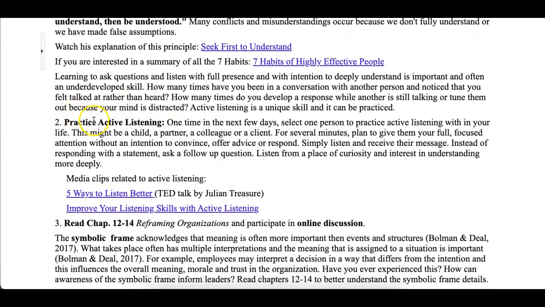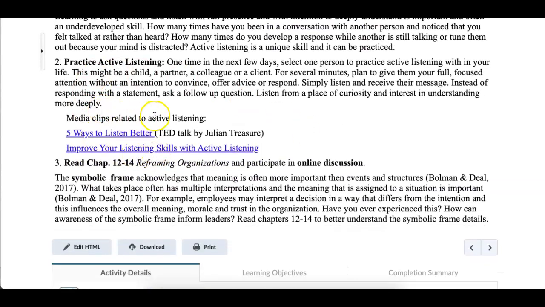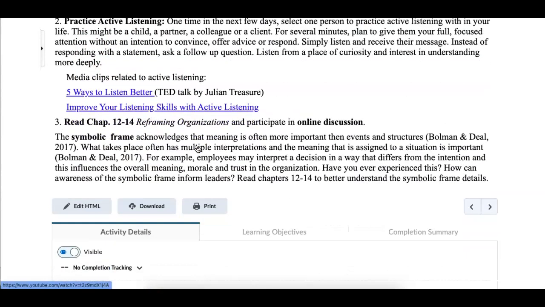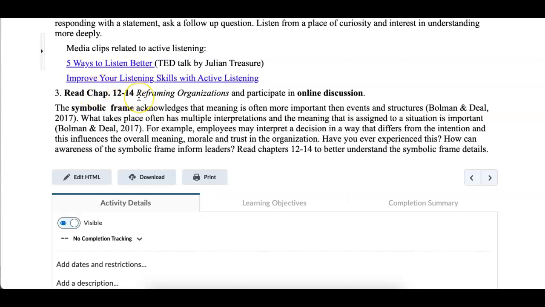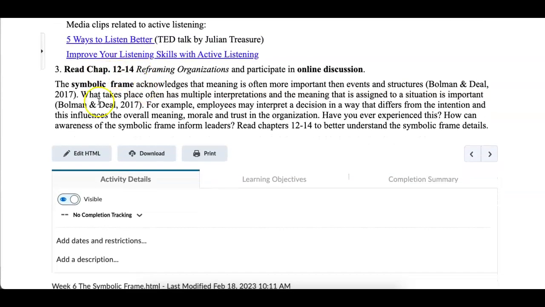An activity in here: practice active listening. In the next few days, select one person to practice active listening with in your life. So please take a look at the TED Talk, improve your listening skills. I'd like you to read chapters 12 through 14, which, as you know, is on the symbolic frame and additional information. And then I'd like you to participate in the online discussions. I'll click forward this way.